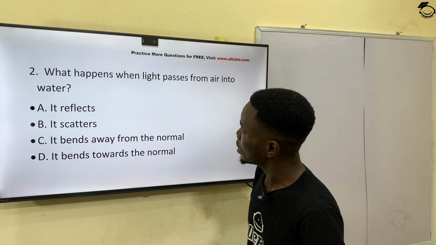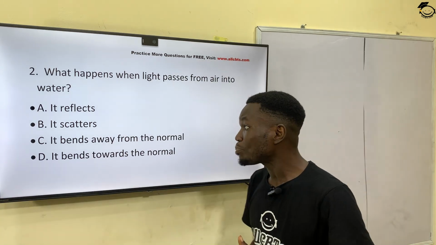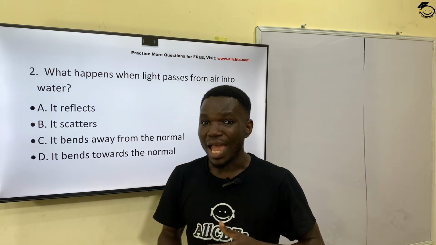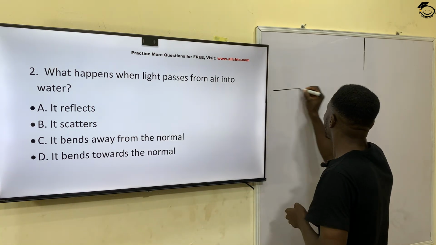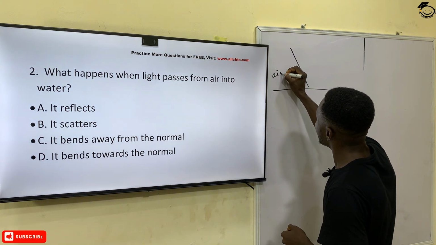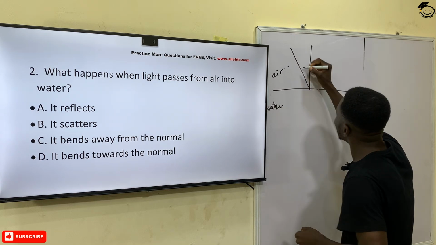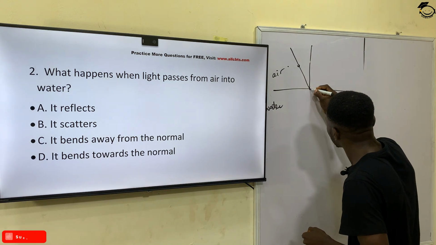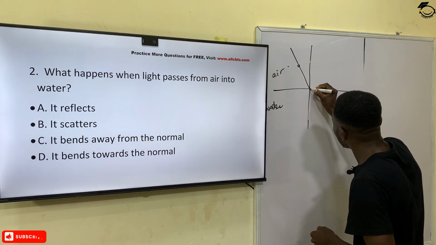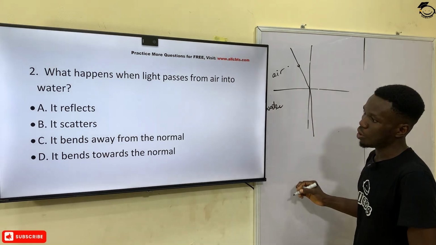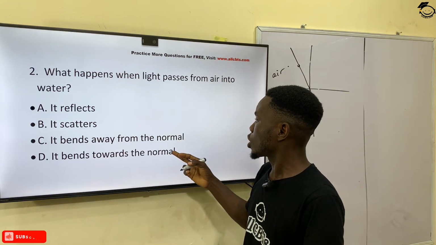Moving on to question number 2, it says, what happens when light passes from air into water? When light passes from air into water, it bends, and it bends towards the normal. If this is air and this is water, this is my normal. So when light travels from air into water, it bends towards the normal. The correct answer here is option D.